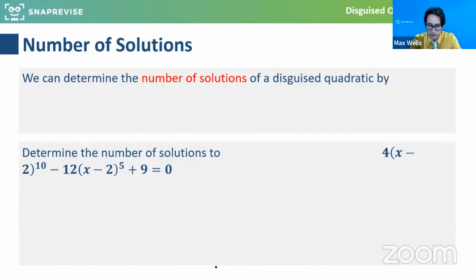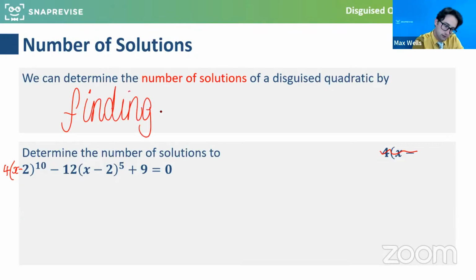Do, as I said, feel free to share any questions and answers as we go. Sorry about the formatting with this one. I'm going to maybe rewrite this bit down here. 4 lots of (x minus 2) to the 10 minus 12 lots of (x minus 2) to the 5 plus 9. So we can determine the number of solutions of a disguised quadratic by basically finding the discriminant. Good. Excellent. Finding the discriminant.